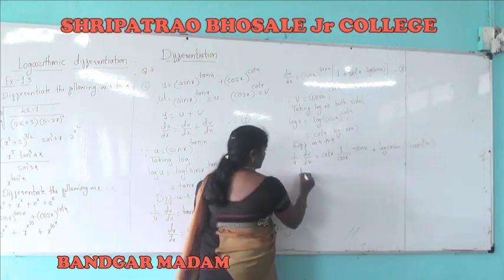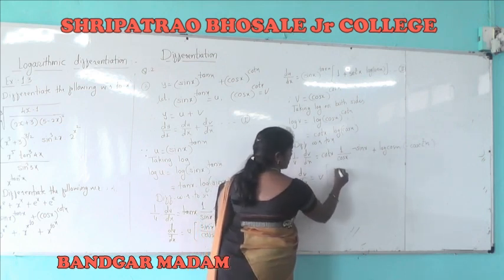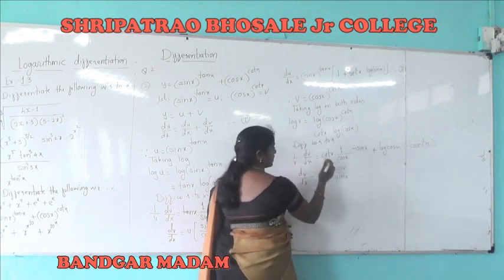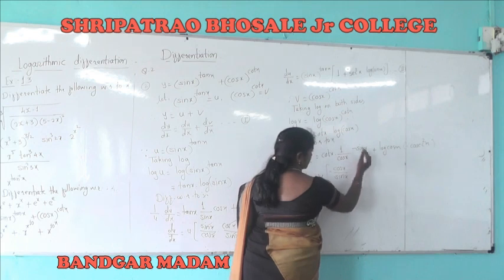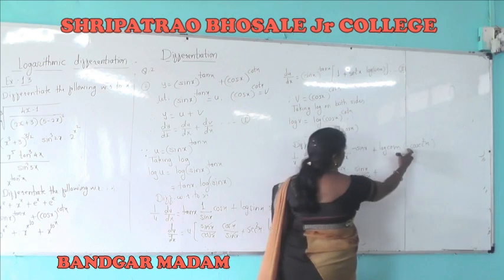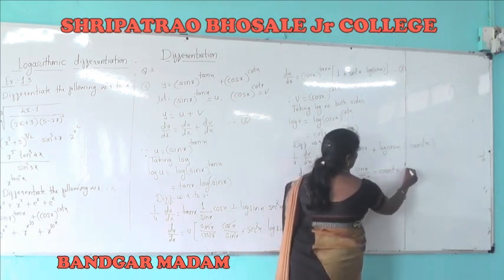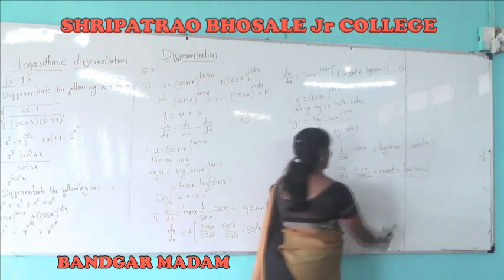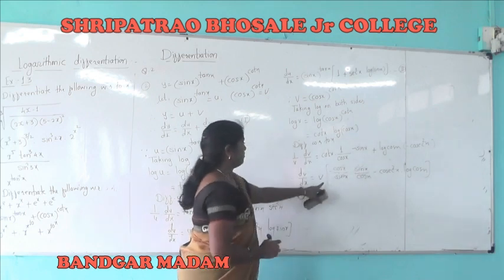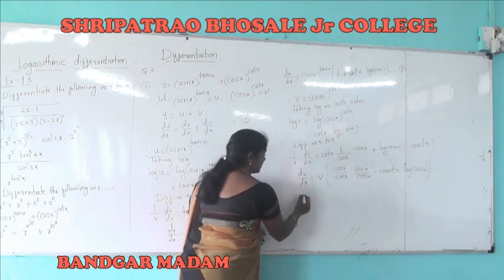So dv by dx is equal to v into cot x, which is cos x by sin x, and the minus sign will be in the first term. So sin x upon cos x, plus this minus, so minus cosec square x log of cos x. Now this cos x and sin x cancel. We replace the value of v and then we get dv by dx.